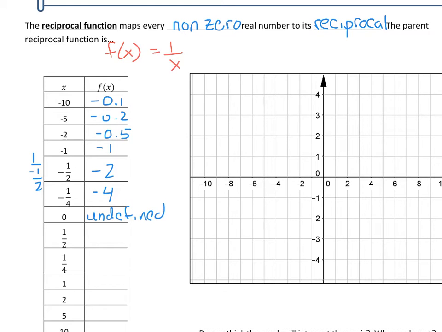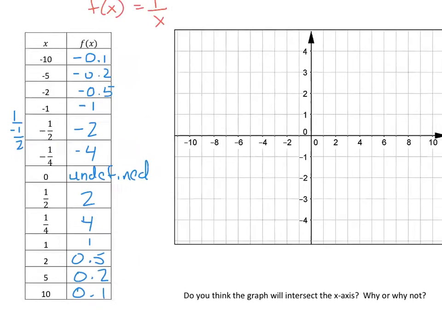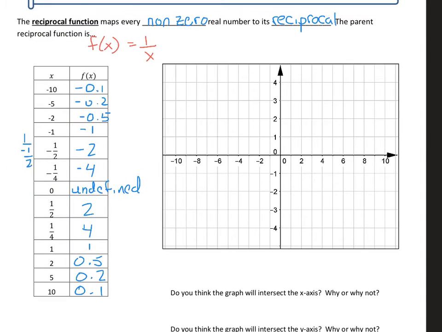And then you're going to see symmetry when we put in the positive numbers, although it'll be the opposite sign. So we'll have 2, 4, 1, 5/10, 2/10, and +1/10. So these are our values that we're going to graph. It can be a little bit tricky graphing numbers like 1/10 and 2/10, but we'll do our best. So I'm going to do the positive numbers first. At x equals 1/2, our output is going to be up at 2.